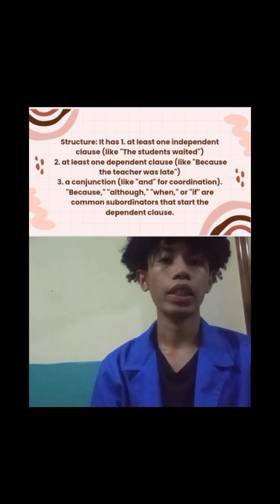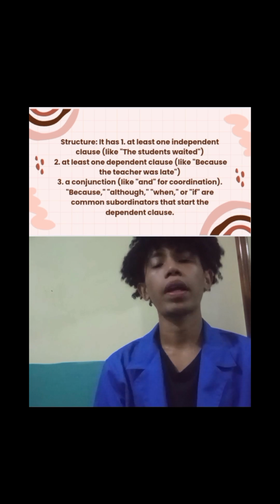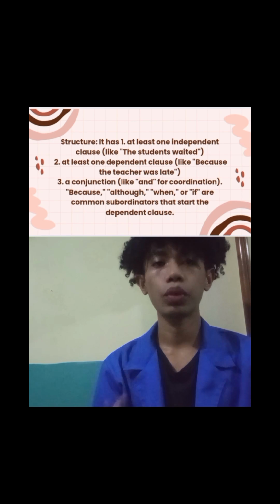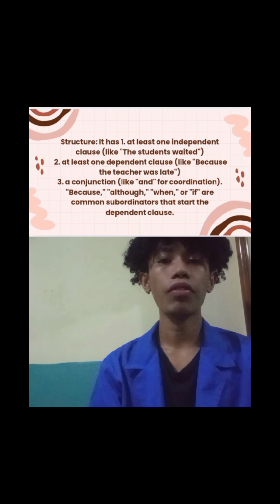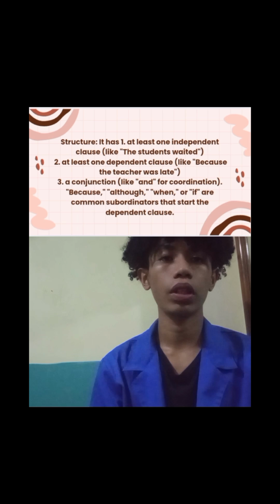Structure. One, it has at least one independent clause, like "The student waited." Two, at least one dependent clause, like "because the teacher was late." Three, a conjunction like "and" for coordination; "because," "although," "when," or "if" are common subordinators that start the dependent clause.